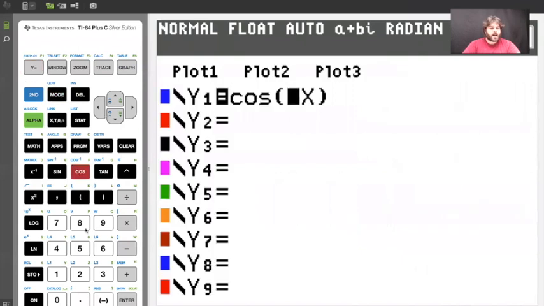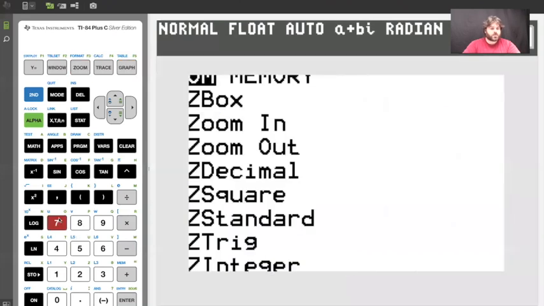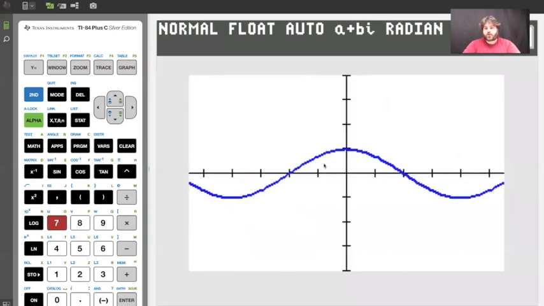If I do cosine of 1/2 x, graph it, you can see, oh yeah, it slows down. So we'll go to zoom trig, there's our thing. So from the top, or yeah, I can do bottom to bottom actually. See down here, all the way to down here, that's the period from the bottom to the bottom.